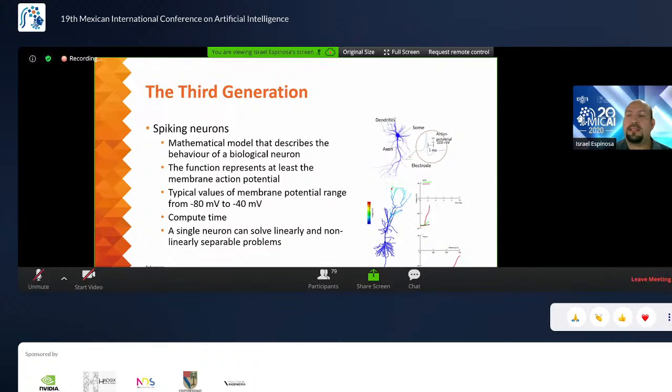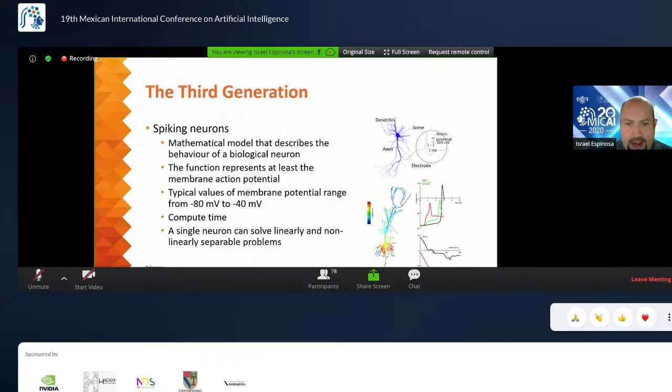As I was saying at the beginning, most classification problems just deal with the features of the samples of the data. But nowadays we have a lot of temporal information, and we don't have those kinds of techniques well developed. One of the techniques that we can use is this third generation, the spiking neurons, because they can compute time. Practically, they are differential equations or systems of differential equations.